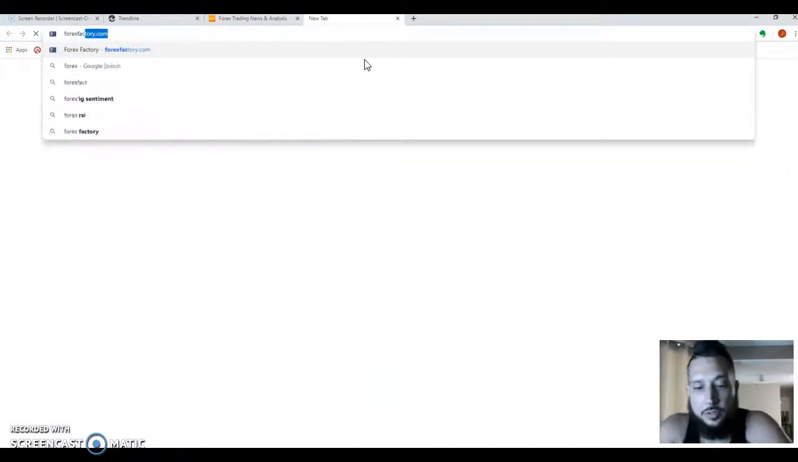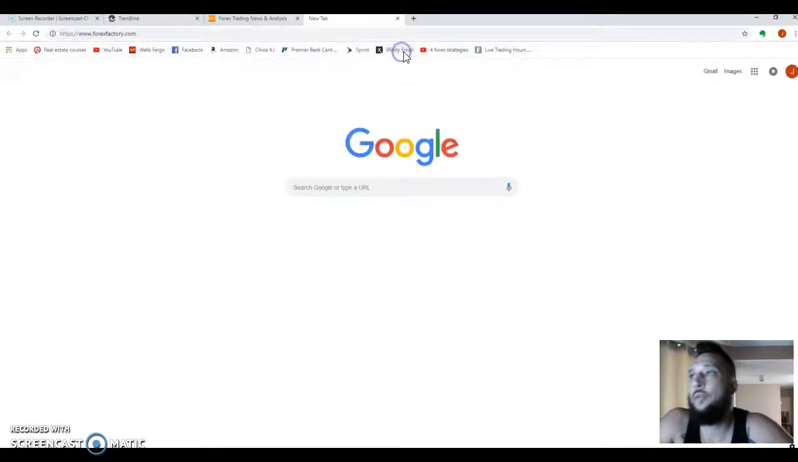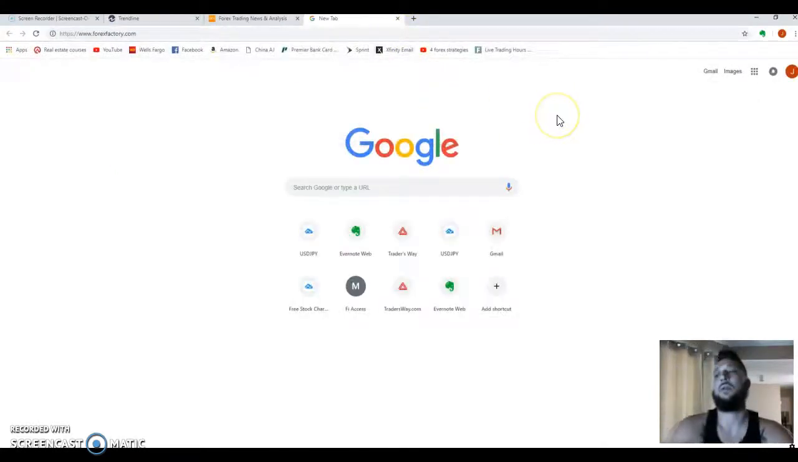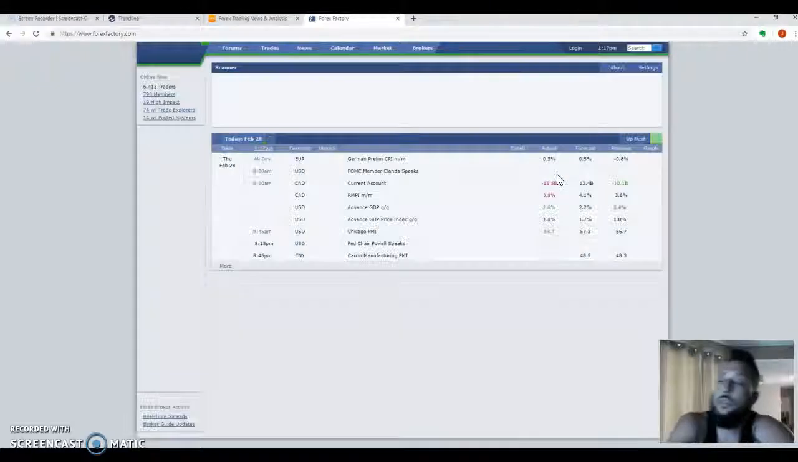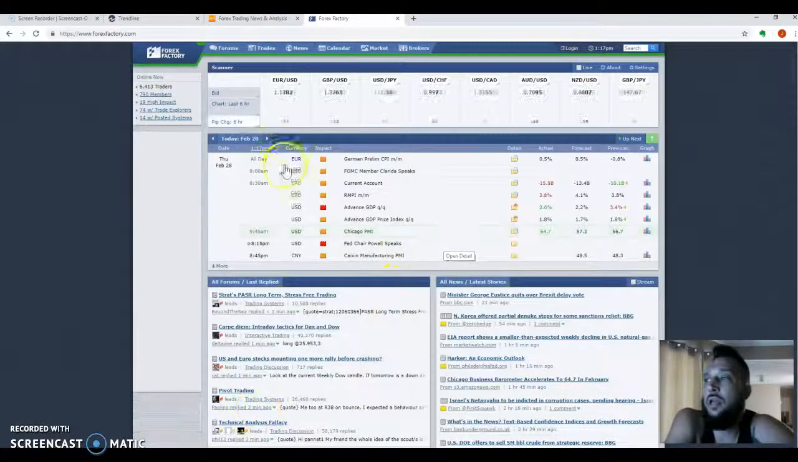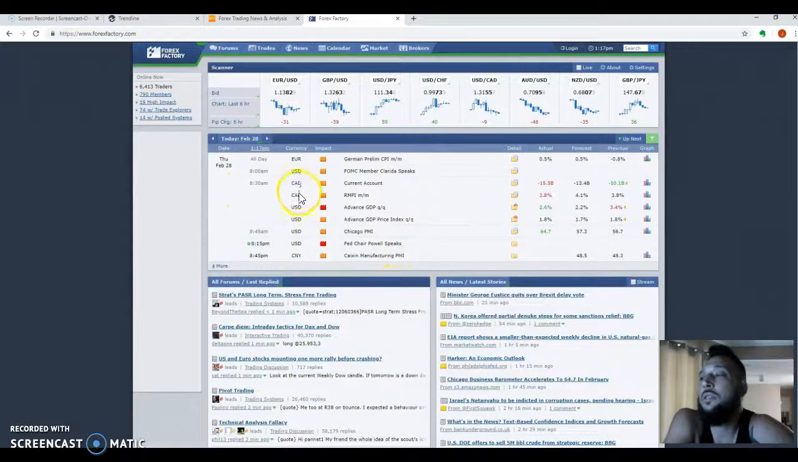Forex Factory is another one. I have all these icons on my page because I use them all the time. I'm just showing you this way. But anyways, Forex Factory, this is the calendar. So what this is, is different news events.